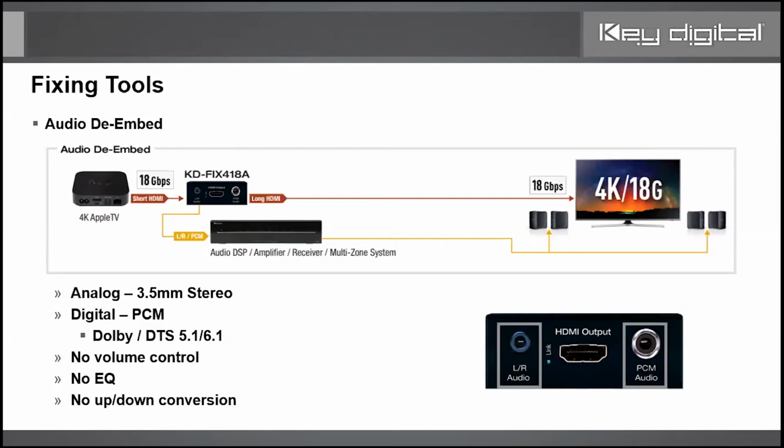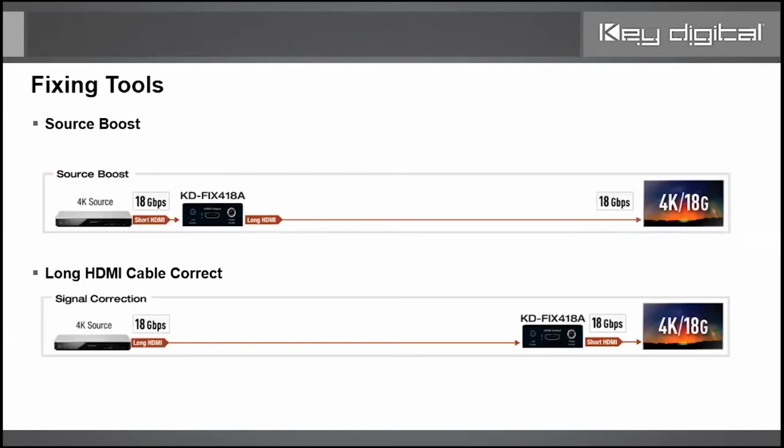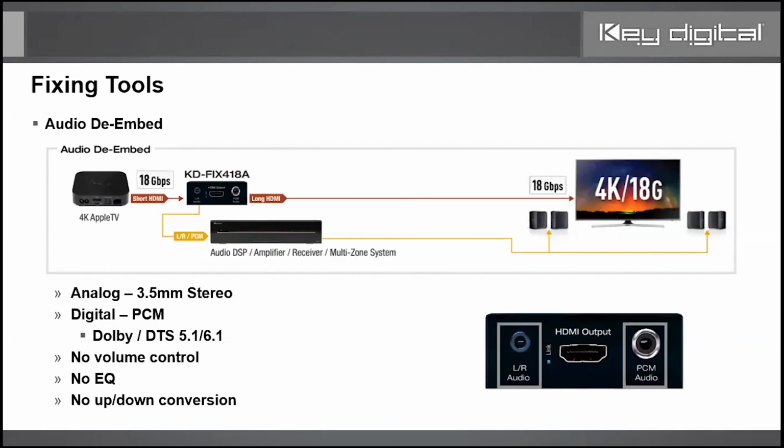Okay, now on the audio de-embedding, it should be noted that when we have audio de-embed in Key Digital products, we're not doing format conversion. We're not doing volume control or EQ control. So no format conversion means if you want analog, let's say, to go into your audio system, then you should set the source to be a 2-channel PCM output. How do you do that? How can you guarantee it's going to output 2-channel? Well, the EDID control, of course. See, it comes full circle there.